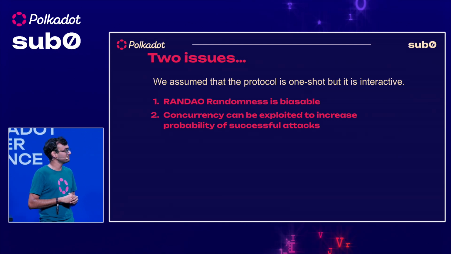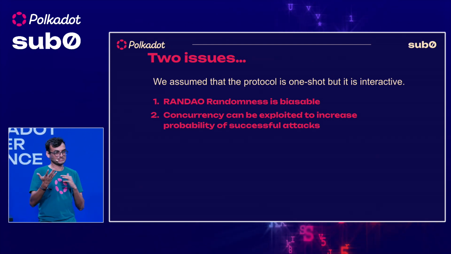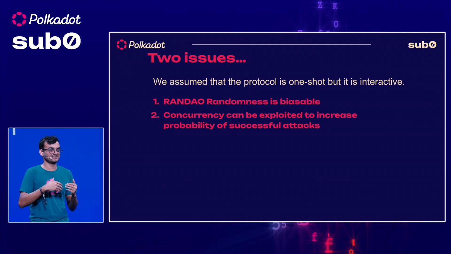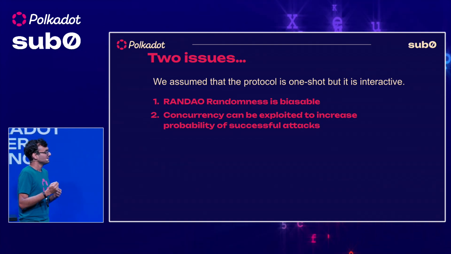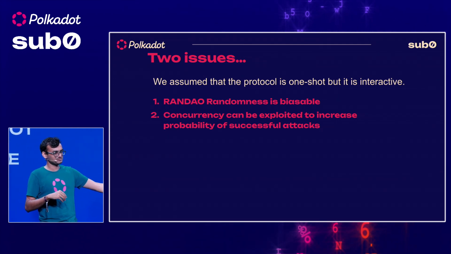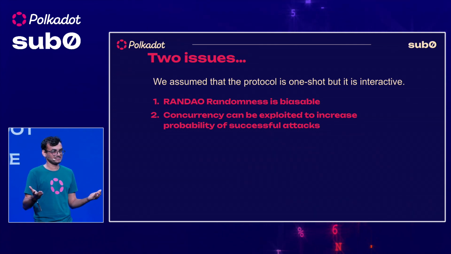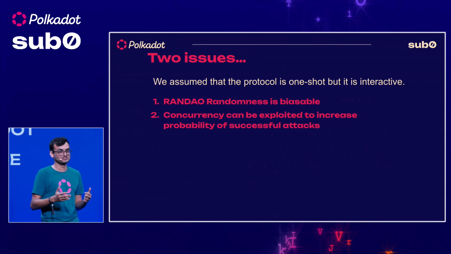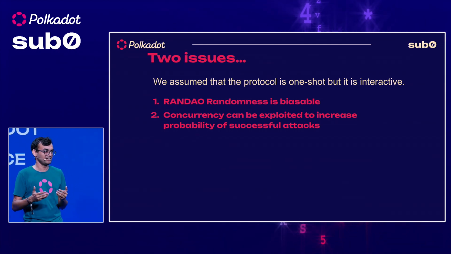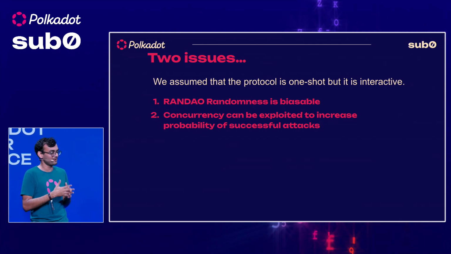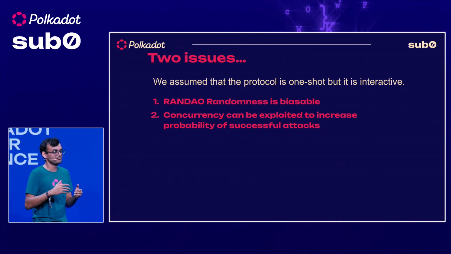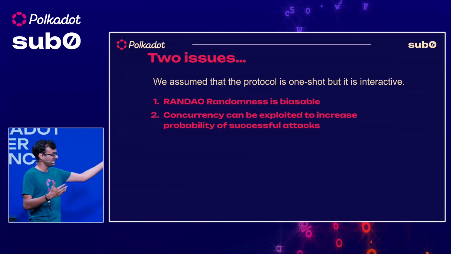The main point here is that we assume that the protocol is one shot, but actually, it is interactive. There are some delays and so on. So there are two main issues. One of them is that the source of randomness that Ethereum smart contracts use is biasable. RANDAO is biasable. It is already known in the literature, but we do a more thorough and tailor-made analysis for our particular use case, and it doesn't look good. So we have to somehow negate that bias in the randomness.